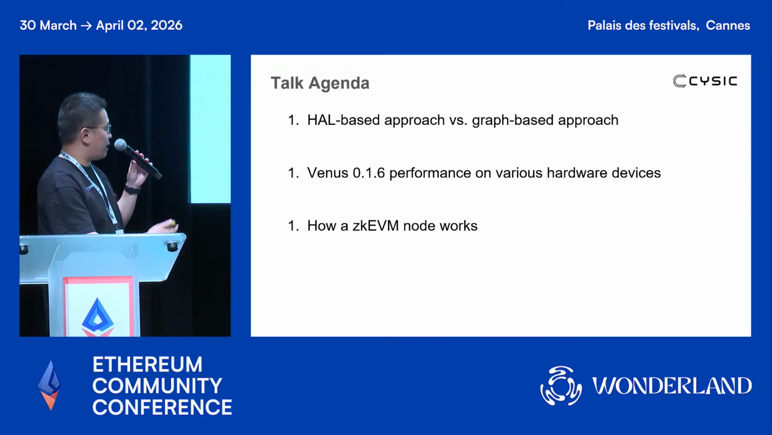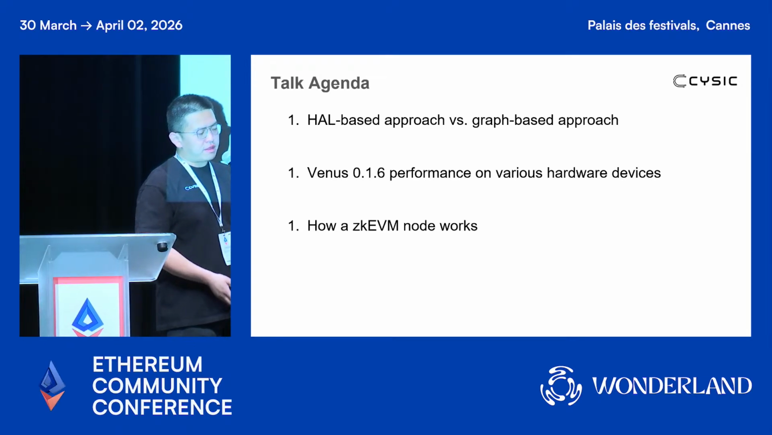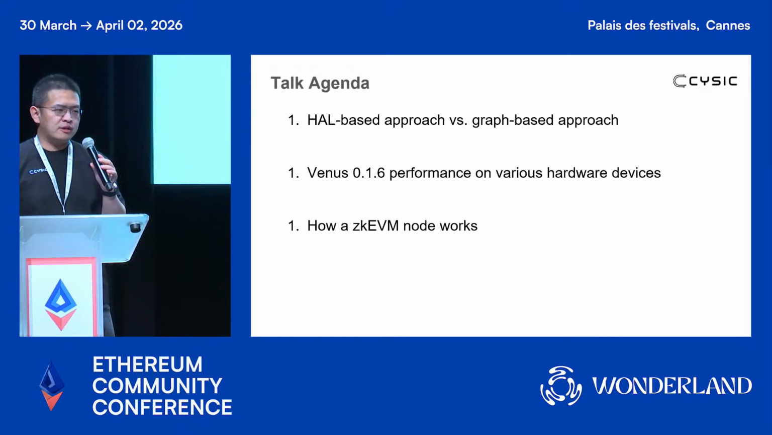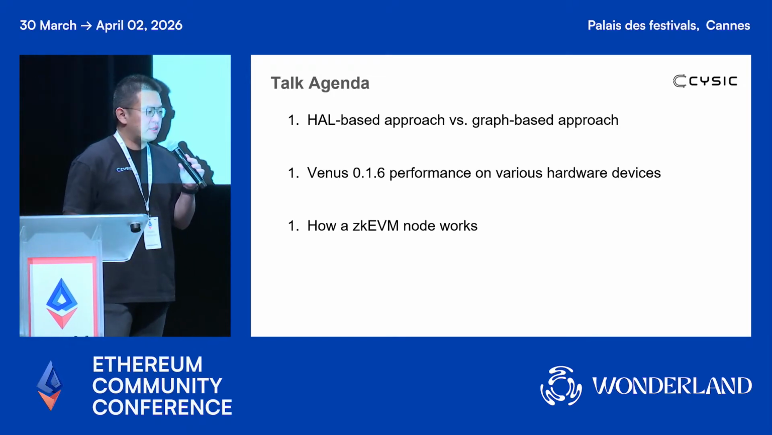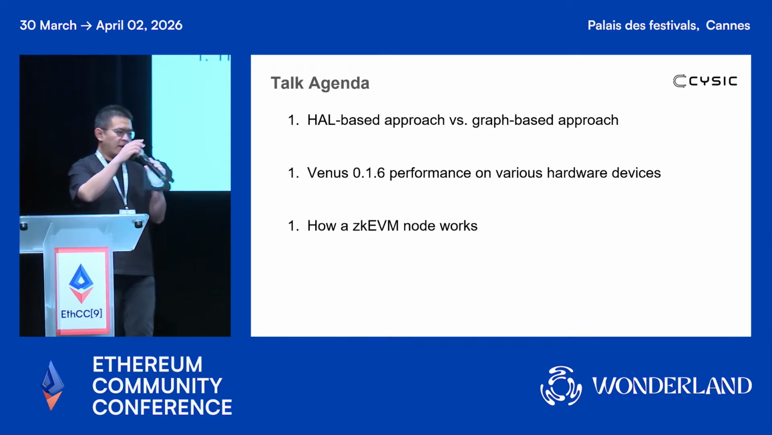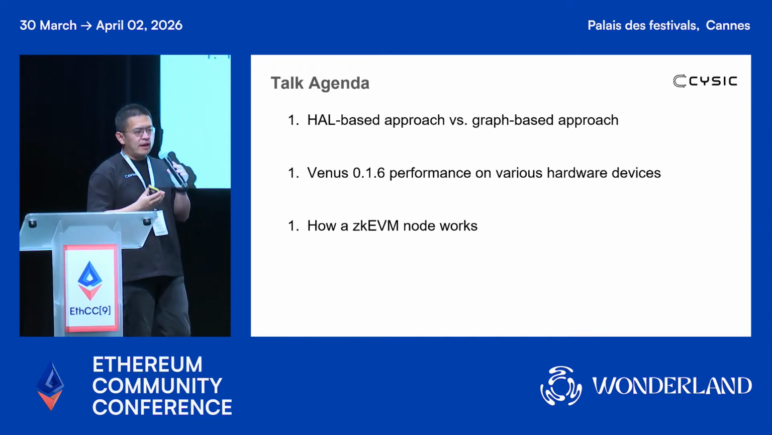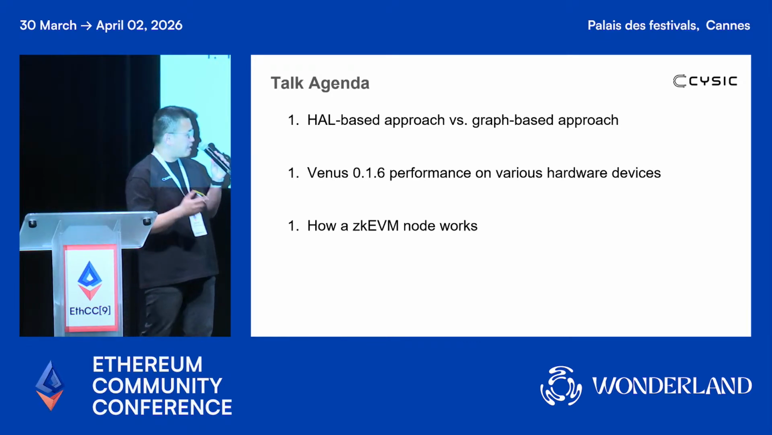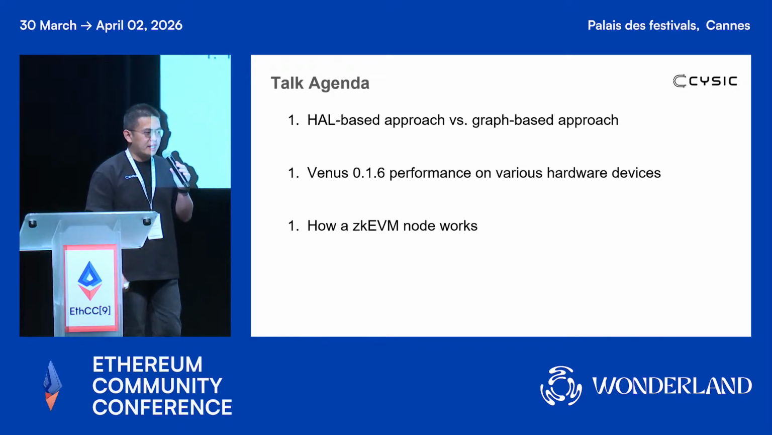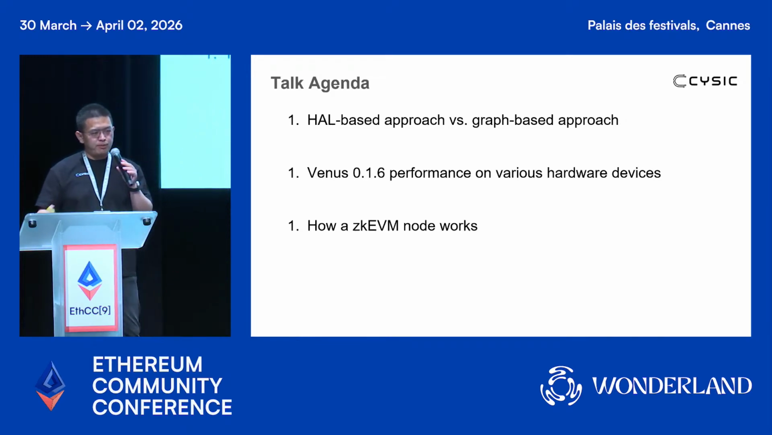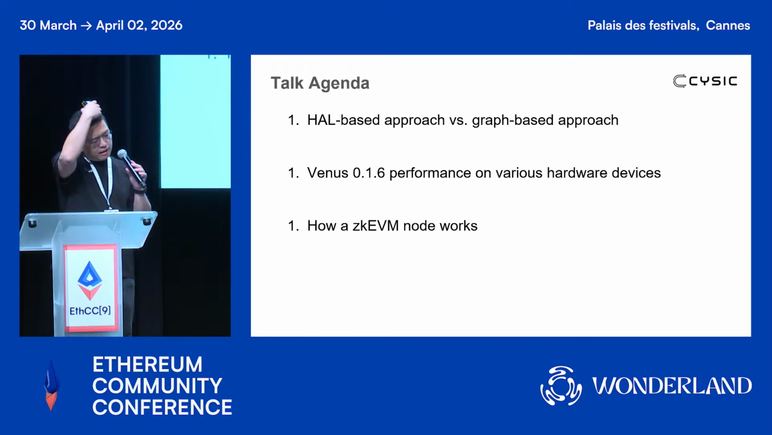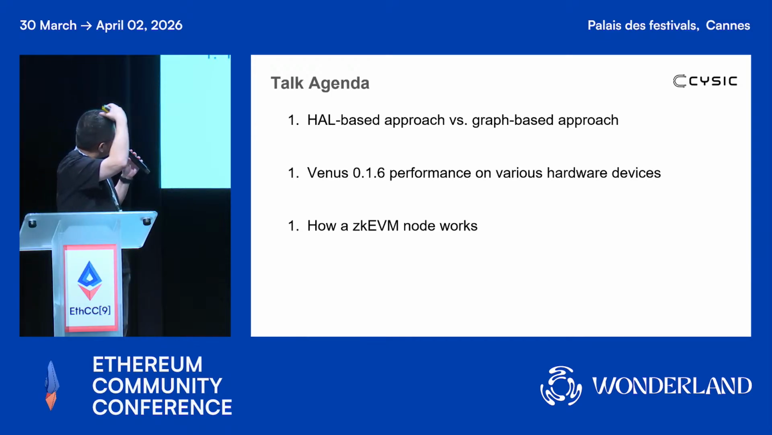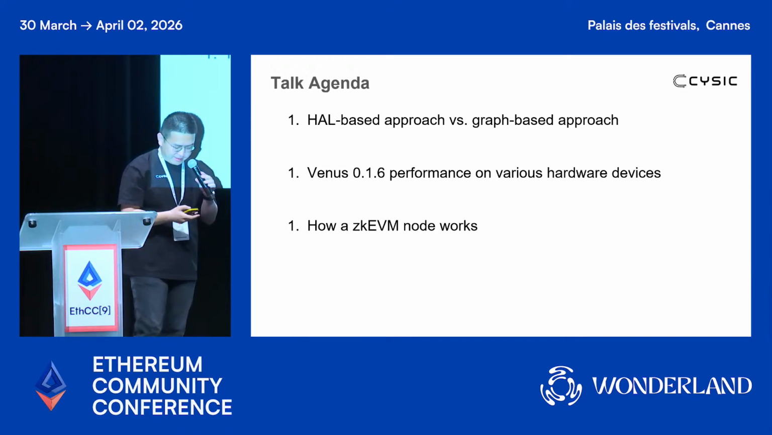The first is we compare the difference between the HAL, which stands for hardware abstraction layer, approach versus our graph-based approach. The second is our ZKVM, which we named Variance, and right now the version number is 0.1.6. We do some implementation of it on different hardware such as GPUs and also FPGAs. And then the third part is how this ZKEVM node should work. It should be 1, 2, 3 instead of 1, 1, 1.